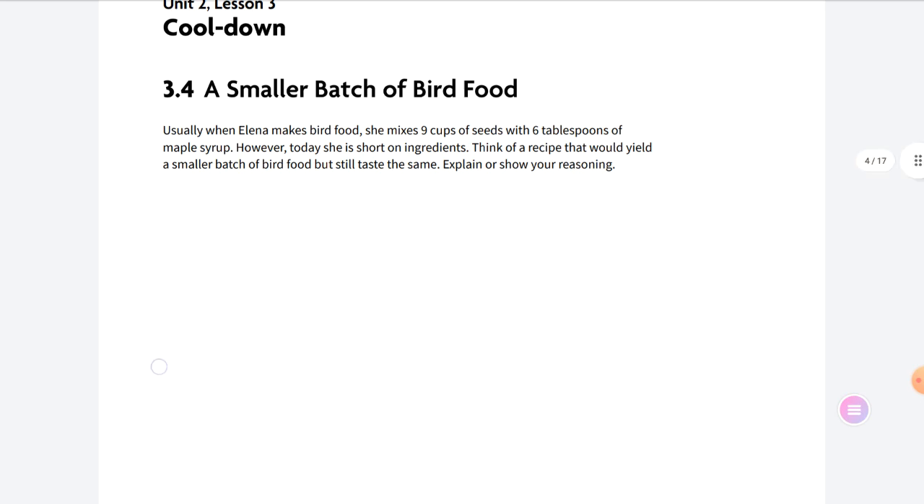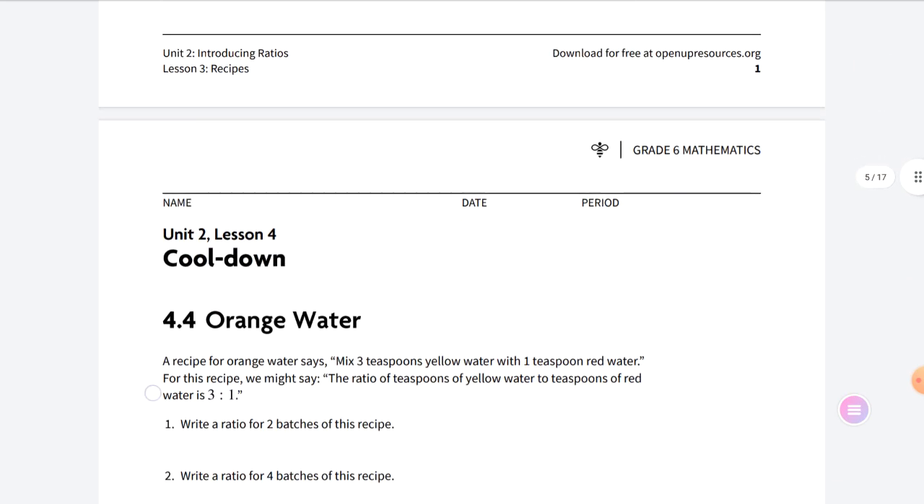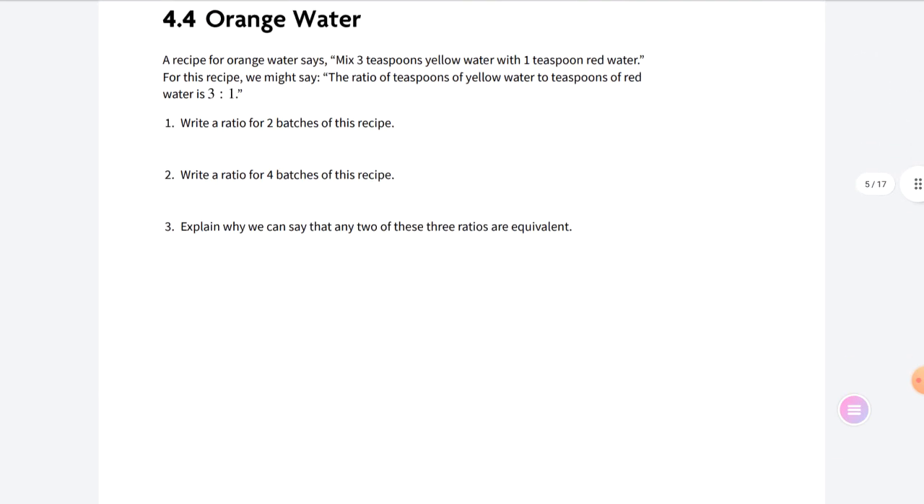Okay, going on to lesson 4. Orange water. Says write a ratio for 2 batches of this recipe. Before I can find 2 batches, I have to pull the ratio for 1 batch. What was 1 batch? 3 over 1. I'm just going to write it as a fraction. So what would 2 batches be? Times 2, so 6 over 2.